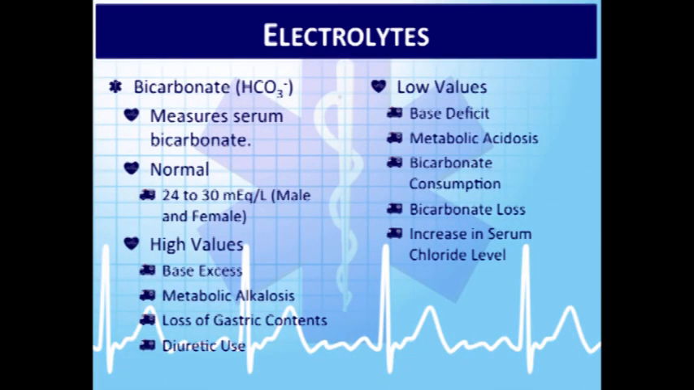Bicarb measures the serum bicarbonate in the body. Normal is 24 to 30 milliequivalents per liter. Your kidneys are responsible for making bicarb. So if you are in kidney failure, you will have a low bicarb level because you don't have kidney function to make bicarb, all right? So if I'm taking care of somebody in renal failure, I would expect their bicarb to be a little bit on the low side. The body compensates in other ways.